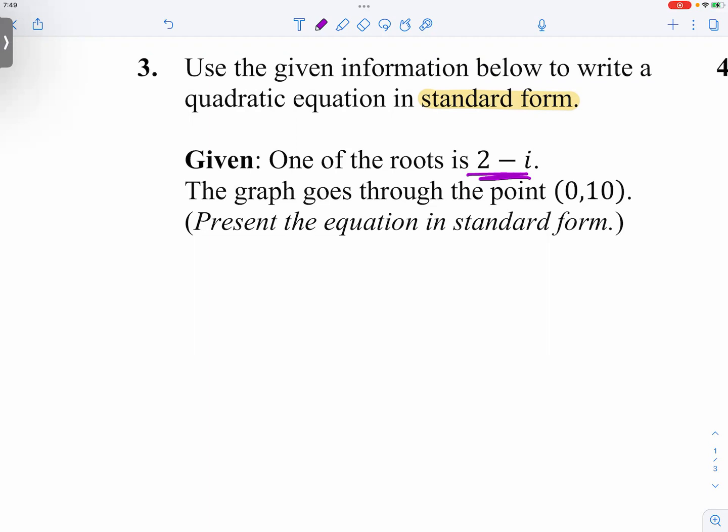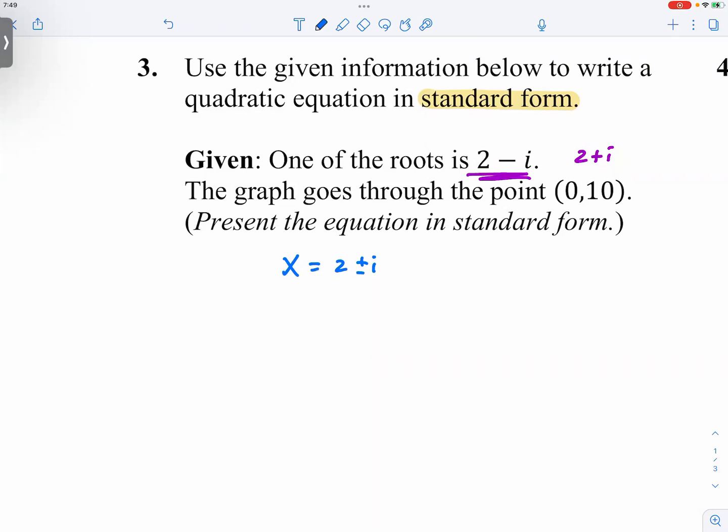Now, here's the thing about 2 minus i. If you know that one root is 2 minus i, you know what's the other root? 2 plus i. If you can say 2 plus i, then I know you watched my videos. And now, why is it important? We're saying one of the roots is x equals 2 minus i, or the two roots would be 2 plus or minus i.